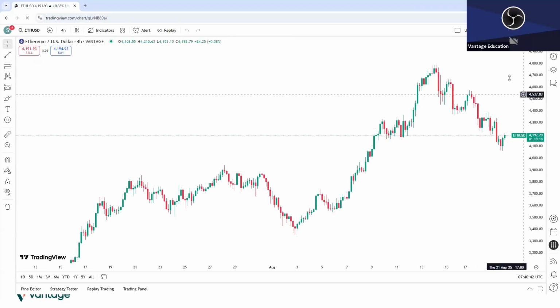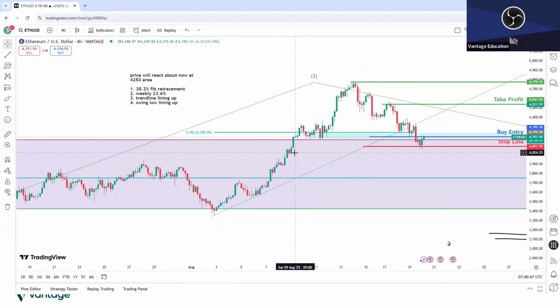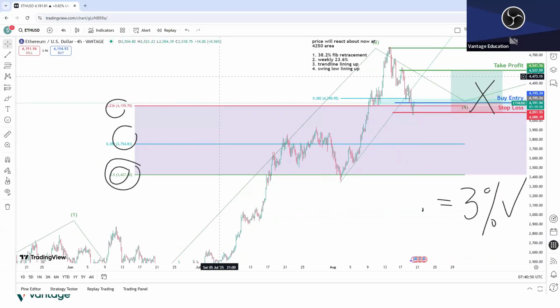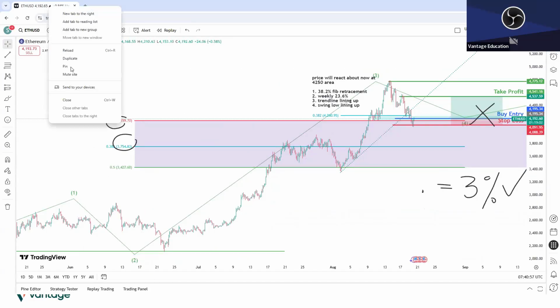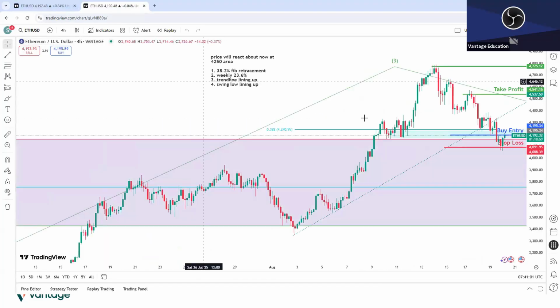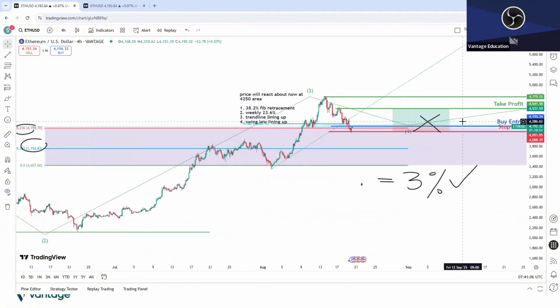Okay, let's start with Ethereum. Look, I'm on a wave count right now. So I guess we were talking earlier on. I'm gonna redo this analysis. Let me just redo this analysis.